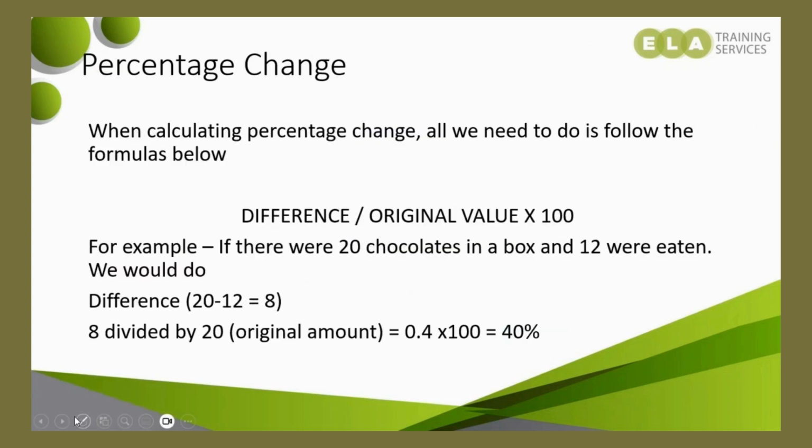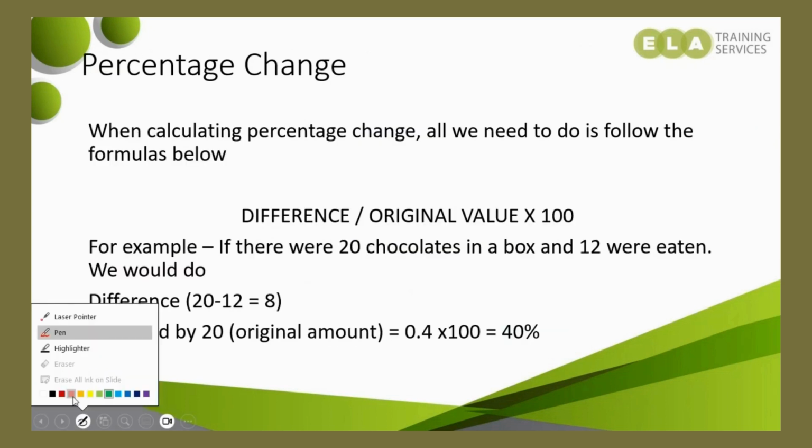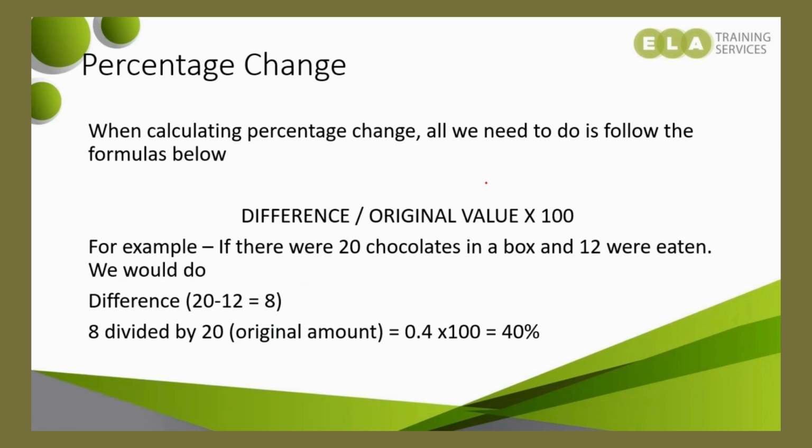We are then coming on to our last question, which is called percentage change. Unlike the question before, you get your two numbers and you have to work out what the difference is and how that's been changed in a percentage. So when calculating percentage change, all we need to do is follow the formula below. Difference divided by original value multiplied by 100. So that is your formula. It tells you exactly what to do.